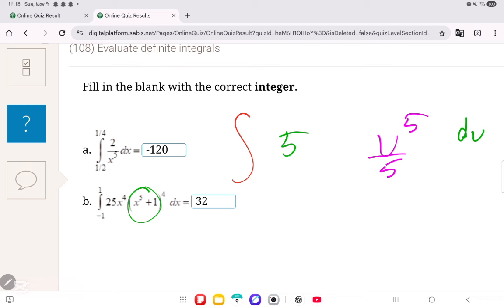5 times u to the power of 5 over 5, that's going to be what? This is our integration. So 5 and 5 cancel and you'll be left with u to the power of 5. So x^5 plus 1 to the power of 5. Now you substitute 1 and minus 1.